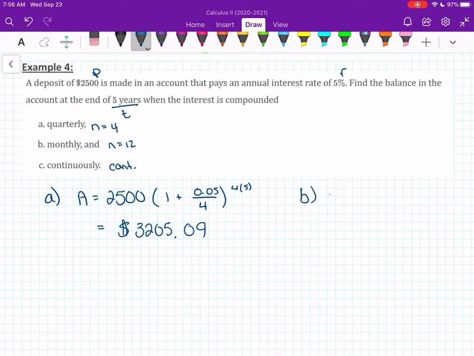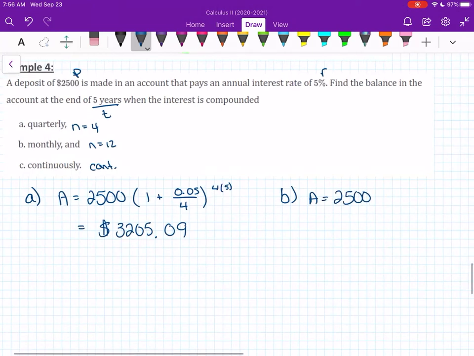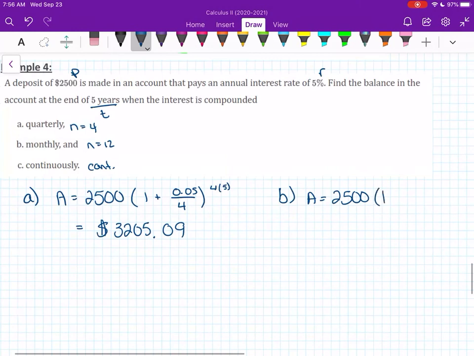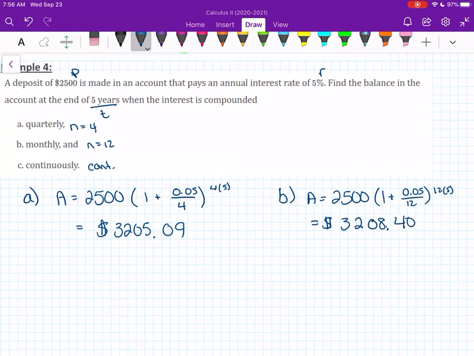Part B, and we got monthly. So essentially it is the same equation, except instead of 4, I have 12. So let's see how much that is going to increase the amount in my account. So 12 times 5 is my new exponent. I plug that bad boy into my calculator, and I get a little bit more money. I get $3.31 more. So I have $3,208.40.